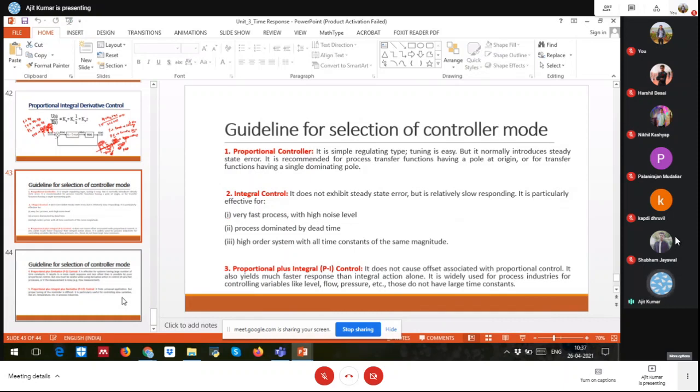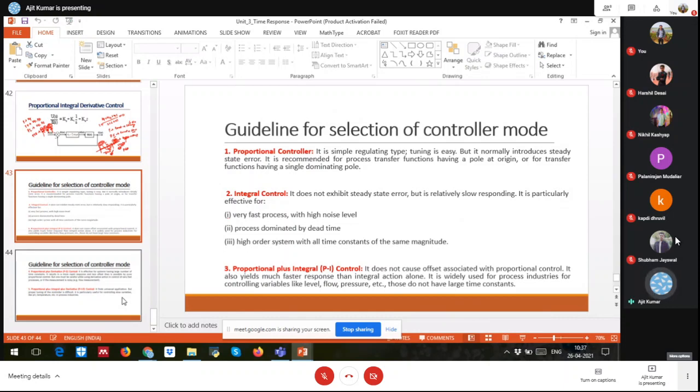Generally, we do not use derivative controller alone, and we saw the issue with that. And integral, it does not exhibit steady state error, but it is relatively slow responding. So when you use only integral control, it tackles the steady state error issue, but it becomes quite slow. So it is particularly effective when your process is very fast itself with high noise level, process dominated by dead time, high order system with all time constants of the same magnitude.